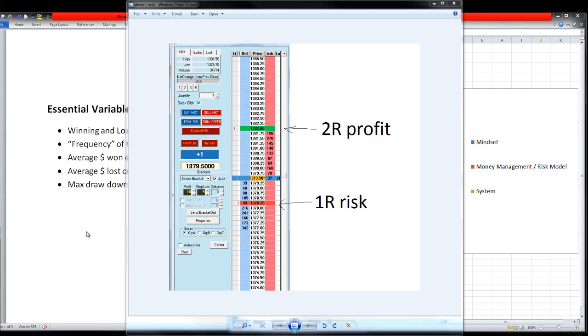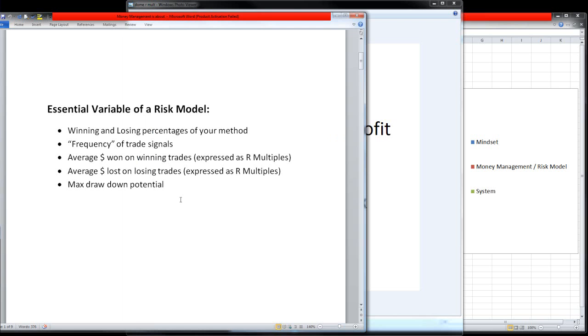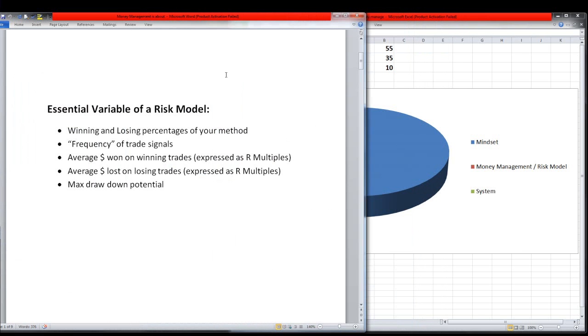So just before we move on, a bit of an overview, or back to part one for a second, and that's the essential variables of a risk model. Now this is a major part of trading. When you really break it down, this is what the professionals truly focus on as far as what they need to know about their trading system or their risk model. So there are basically 4 different variables here, which I'm going to break down for you.